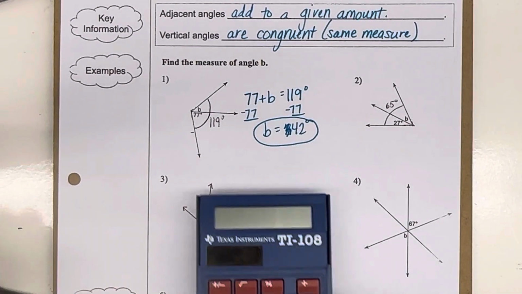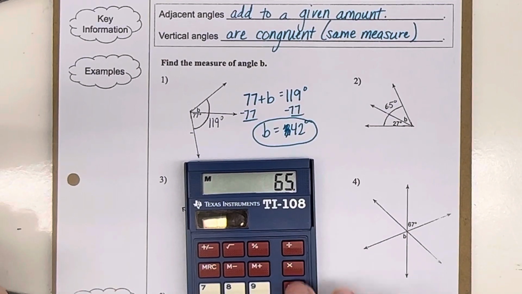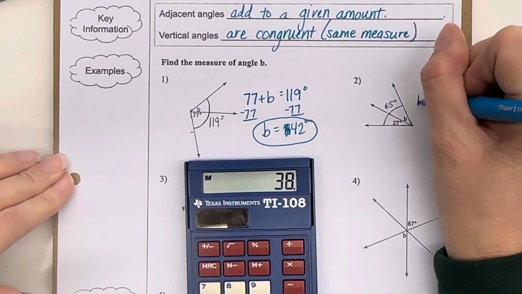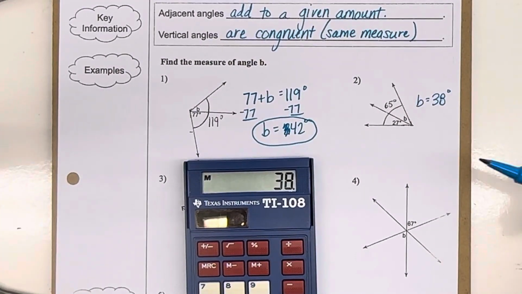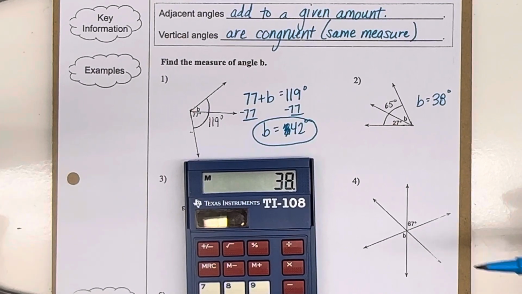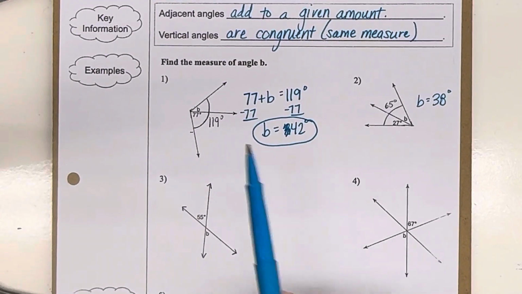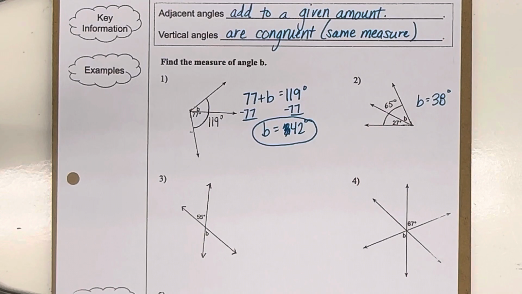All right, if you are unsure about this one, it was 65 minus 27, and B would equal 38. I'm not being a stickler right now on writing these equations down, but when we get to the point where we are using algebra, you're going to have to write the equations down. It's going to be required. So this is how adjacent angles function. In the past, most students are just fine with those.